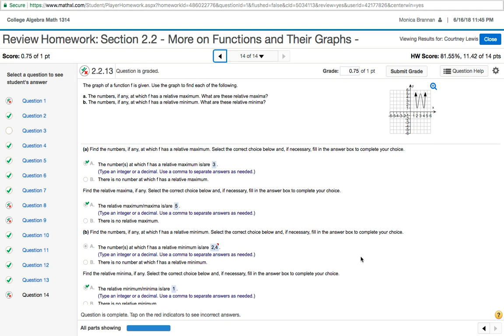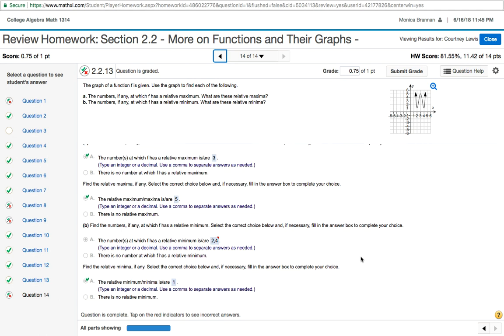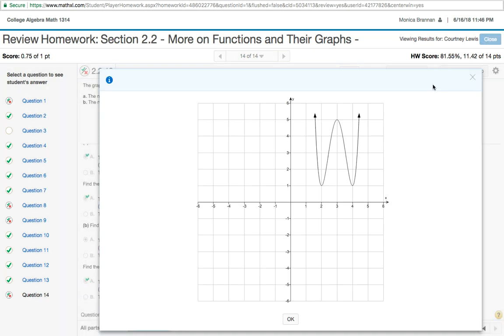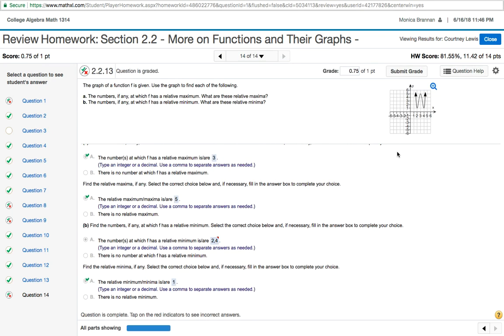Okay, it says half of it's wrong. Let's see, where'd you get it wrong? Oh, right here. Find the numbers, if any, at which f has a relative minimum. So it's going to be a low point. So blow that graph up again. It looks like we have a relative minimum at x equals 2 and x equals 4. So it should be 2, 4.